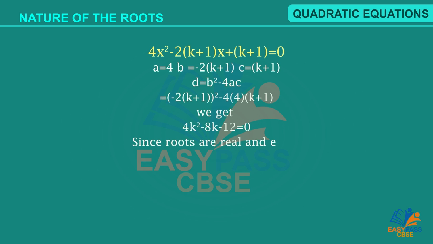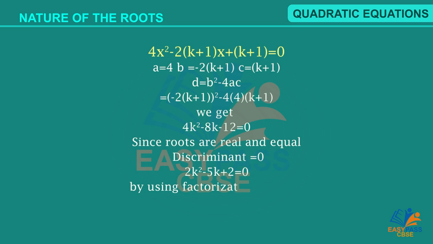Since roots are real and equal, the discriminant equals 0, therefore 4k square minus 8k minus 12 equals 0, or k square minus 2k minus 3 equals 0. If we factorize, we get k is equal to minus 1 and k is equal to 3. Therefore, for k equal to minus 1 and k equal to 3, roots are real and equal.